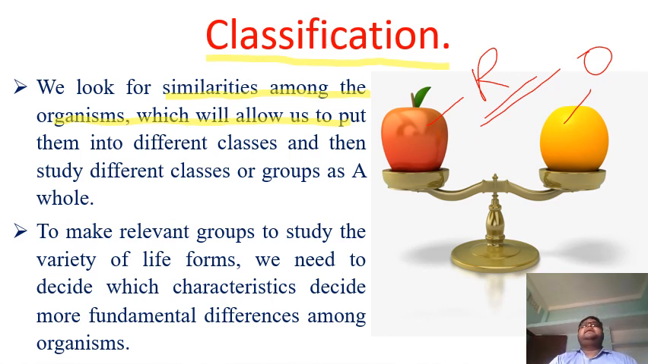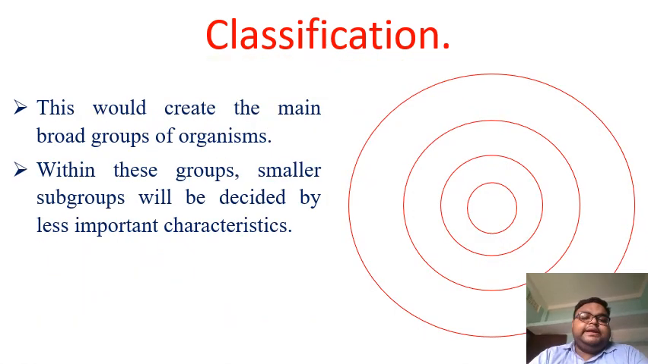So to make the criteria upon which we are classifying different organisms, we need to study those organisms in detail first, and then take the characteristics that we can use to classify the organisms, right? Now let's see how the classification is done.